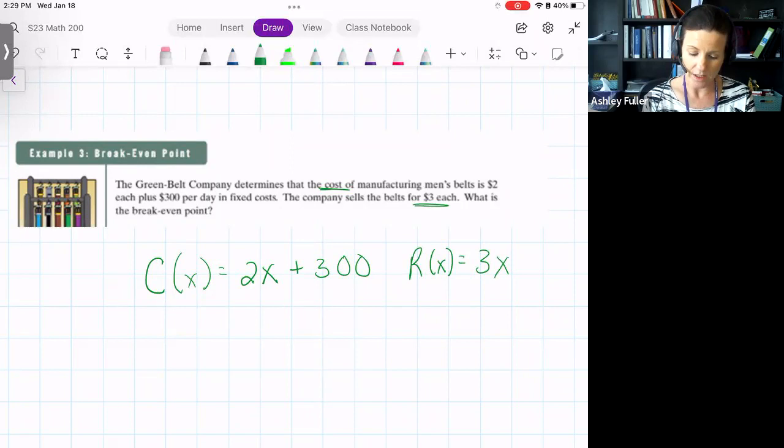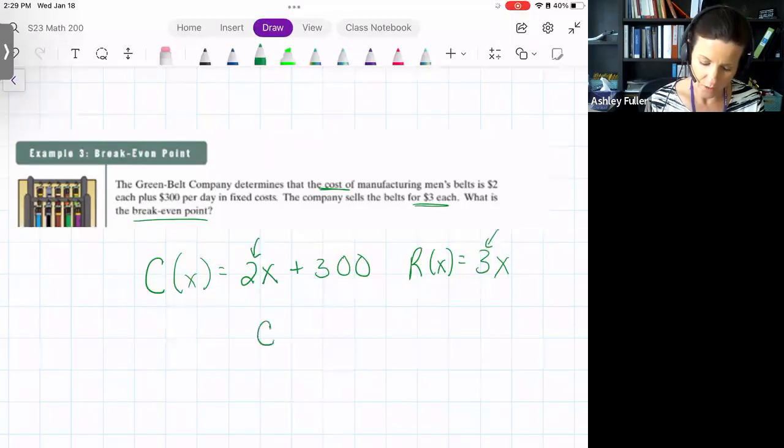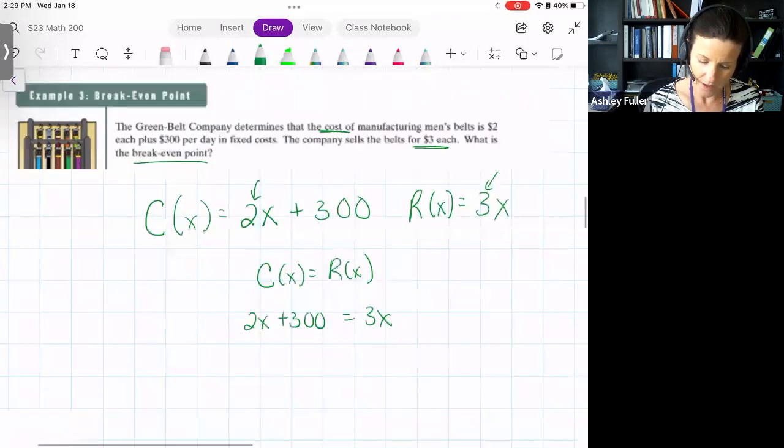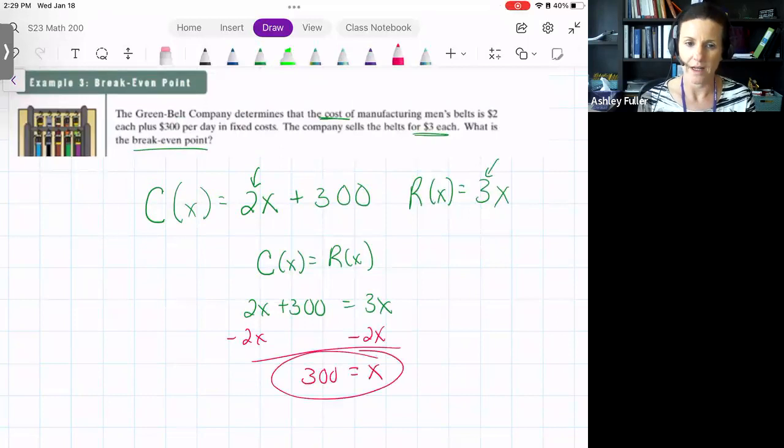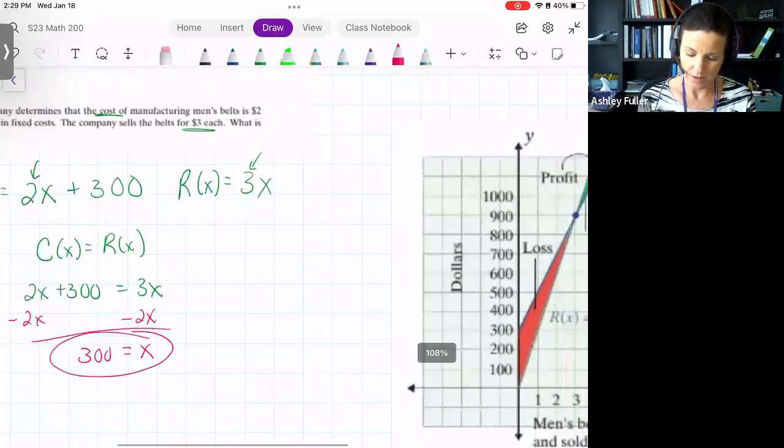What we want to know is, when do they break even? When does the cost meet the amount they're making? Because notice they are selling the belts for more than it costs to make each one. We need to figure out when the cost equals the revenue. Setting these equations equal to each other, we can combine like terms. I subtract 2X from both sides, and they are going to break even when X is 300.